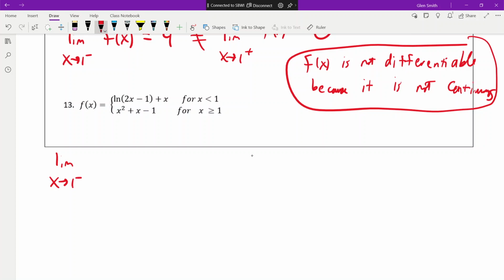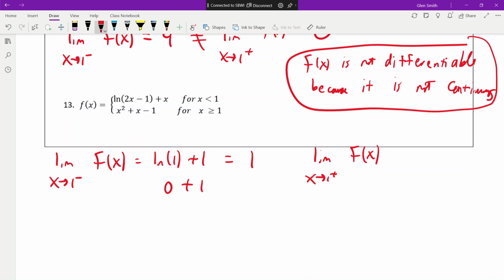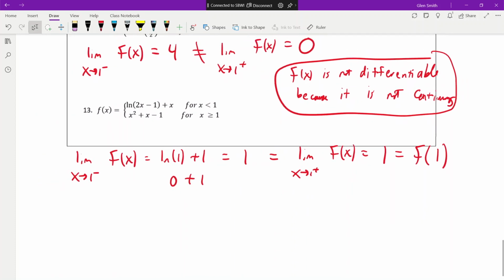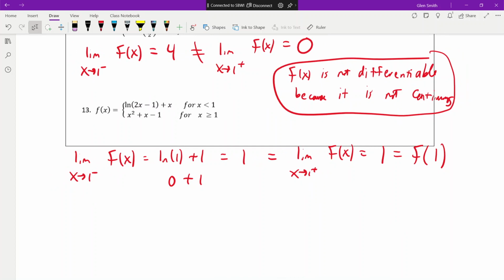Okay. And the second one, is it differentiable or not? You got to make sure it's continuous. So the first thing we do is we plug in 1 to the left side, which is going to be ln of 1 plus 1. That is 0 plus 1. That is 1. We're going to plug in 1 to the right side. If you do that, you get 1. Y'all can see that, right? Those are equal. And I also know, because there's an equal bar, that equals f of 1.